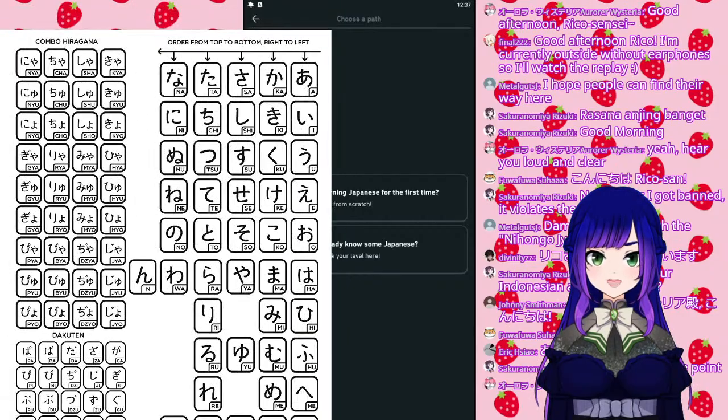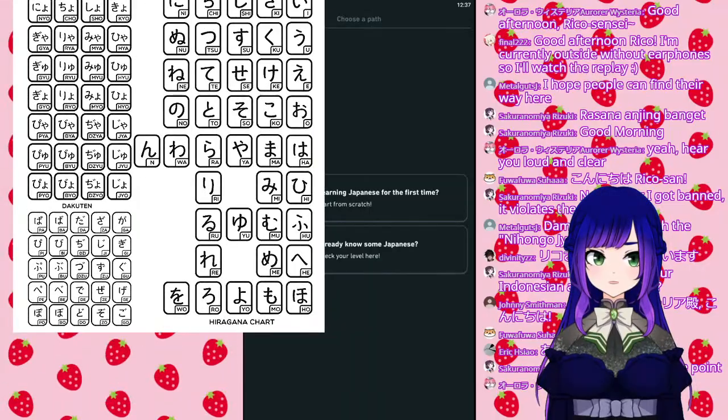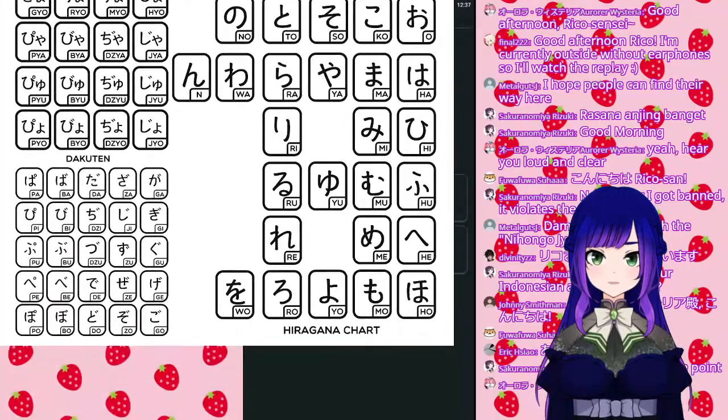And then I want to also explain the basic dakuten. It's down here. Let me make it bigger like this.